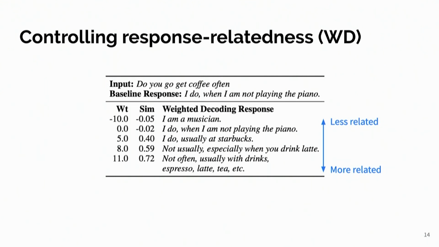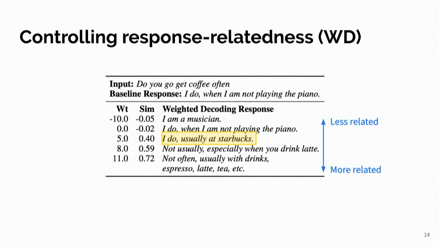We can say something super unrelated, "I'm a musician," or we can turn it up and say something which is supposed to be very related but doesn't really make sense either. When we turn it up to very related, we say, "Not often, usually with drinks, espresso, latte, tea, etc." There it's essentially just trying to maximize the reward that we're giving it by writing as many coffee-related words as it can, which clearly isn't right. But I think the middle-ish response, "I do, usually at Starbucks," to "Do you get coffee often," is actually a good response that's more on topic and more related to what the user said.